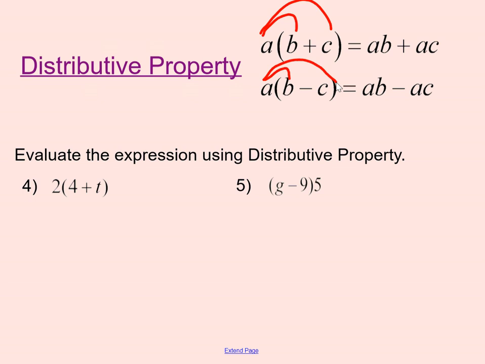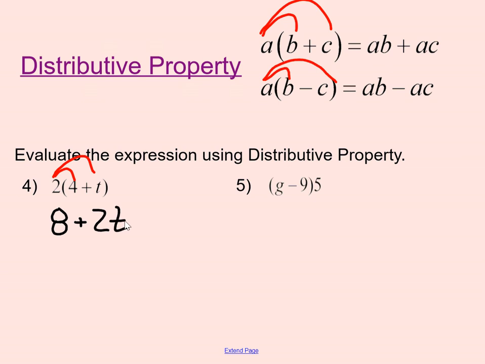So I'm going to say 2 times 4 and 2 times t. 2 times 4 is going to be 8. 2 times t is going to be 2t. Those are not like terms, so I cannot combine anything else with them, and I'm all done with the problem.